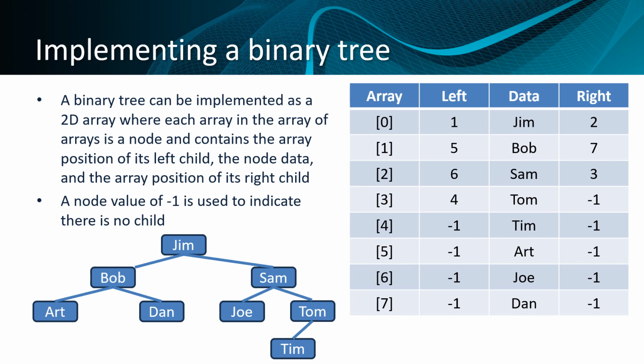In position 1, we find Bob, which has links to, on the left, the data stored in position 5, and on the right, the data stored in position 7. This is Art and Dan. Art and Dan are both leaf nodes with neither left nor right branches, so both left and right are represented by -1 in our array.